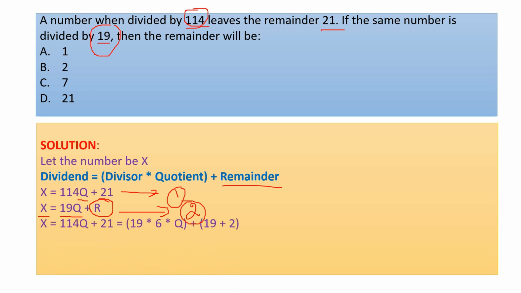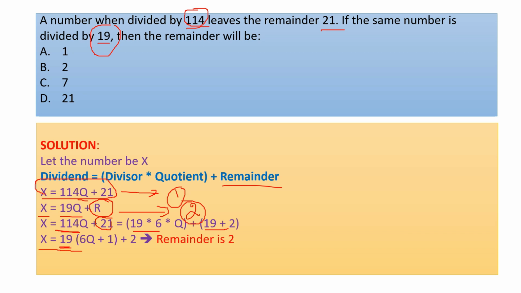First, I am expanding the first equation, which is x equal to 114q plus 21. 114 can be rewritten as 19 into 6, so we have 19 into 6q plus 21. 21 also can be rewritten as 19 plus 2. I'm writing it like this because I'm going to take 19 as a common term from both terms. So it can be written as 19 into (6q plus 1) plus 2.